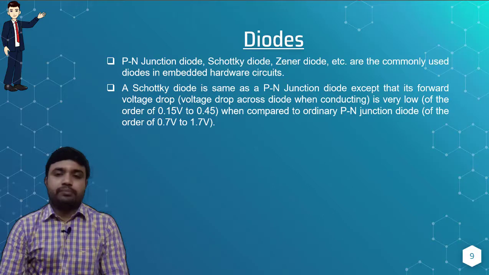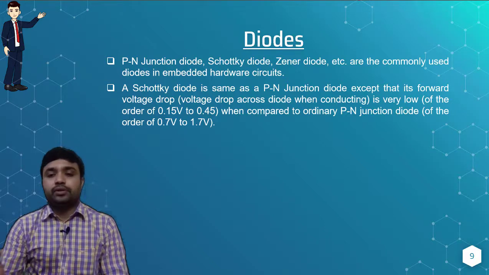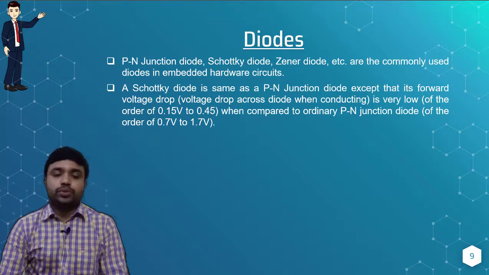When compared with the PN junction diode, for a Schottky diode it is very low. That is, it ranges from 0.15 volts to 0.45 volts. When compared to a normal ordinary PN junction diode, the range will vary from 0.7 volts to 1.7 volts. So that is why we make use of the Schottky diode for applications, right?